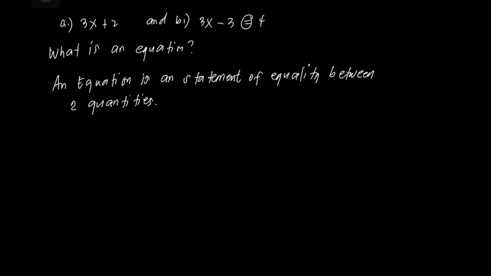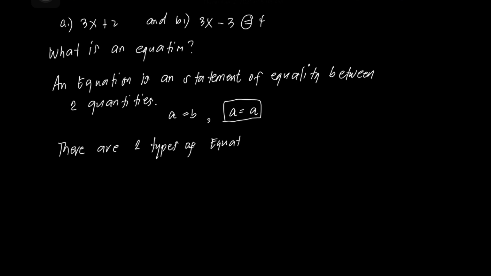Actually, if we have A is equal to B, that's an equation. If we have A is equal to A, that's still a statement of equality between a quantity and itself. Later on we will understand that there is what we call a property, which is the reflexive property. There are two types of equations. One is the identity equation.